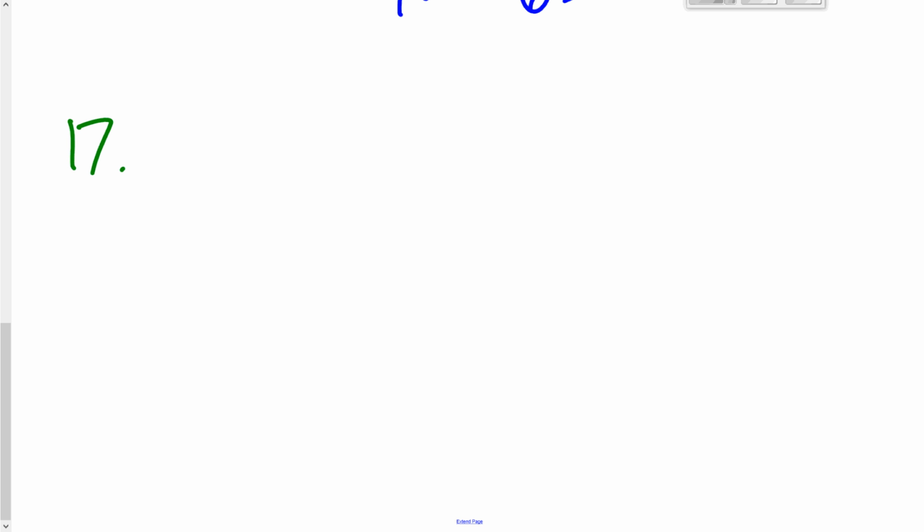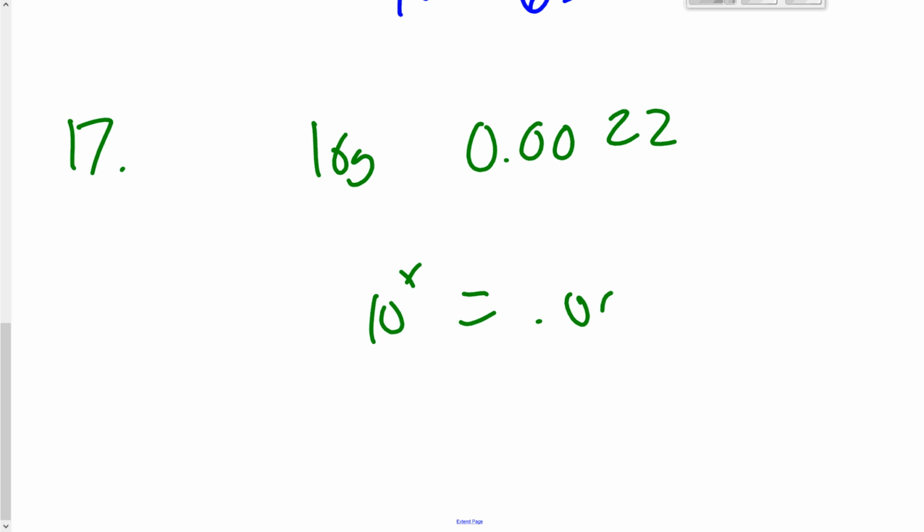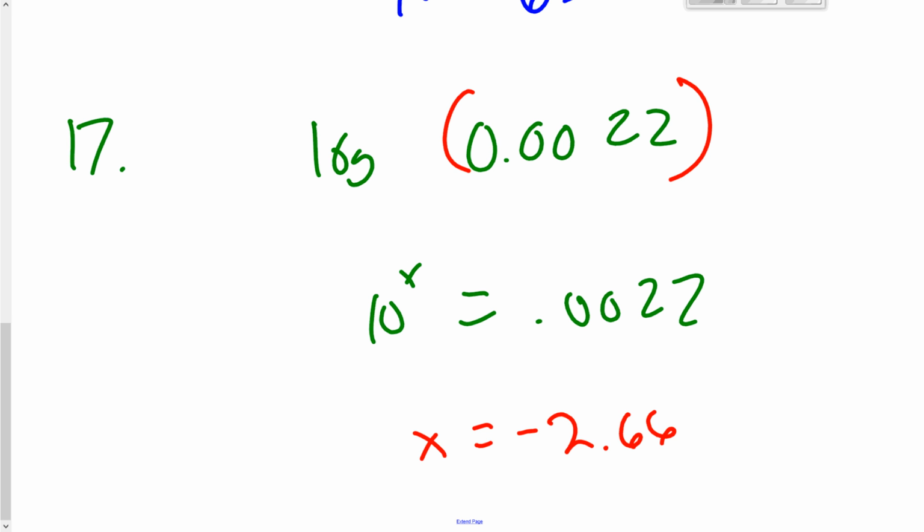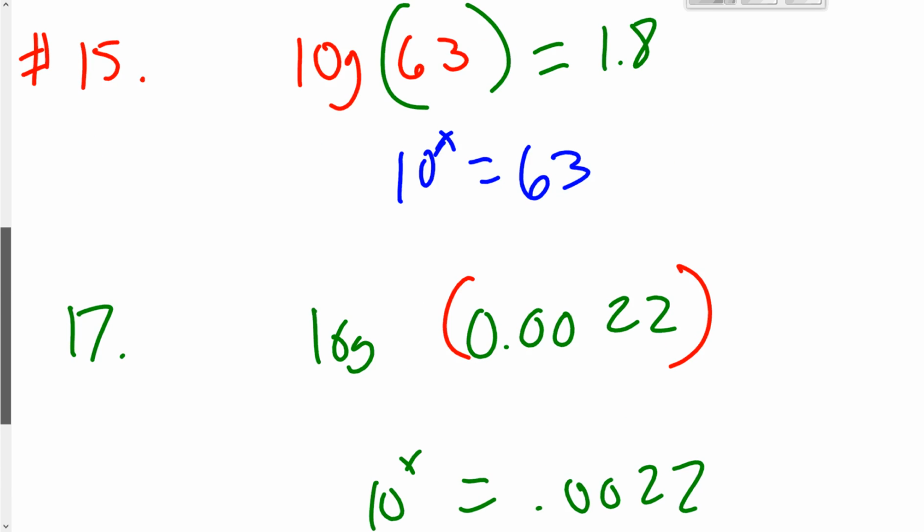Then we look at number 17: log of 0.0022. Again, 10 raised to what equals 0.0022? What type of exponent do I need to get a number between 0 and 1? That would be a negative. So x is some type of negative, and then I can type that into my calculator: log, 0.0022. It's going to bring up a parenthesis, so make sure you close that off when you end it. And you get approximately negative 2.66.